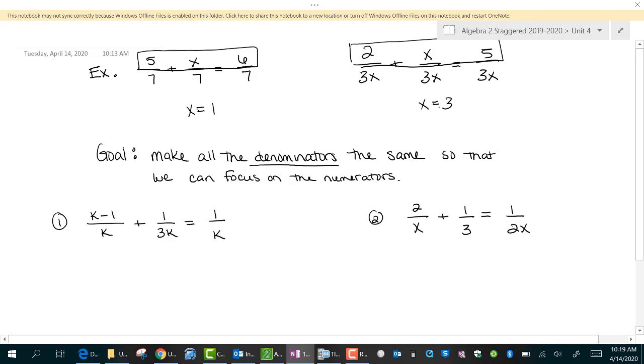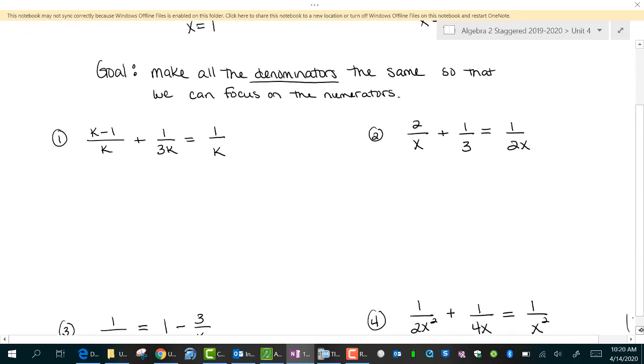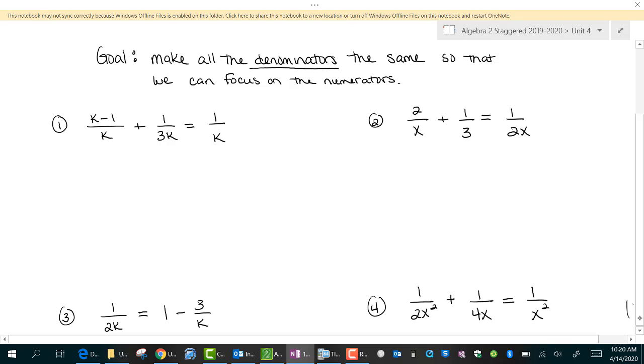So our goal for today is going to be to make all the denominators the same so that we can focus on those numerators. I have a few examples written here that we're going to work through. In order to do so, we're looking for the lowest common denominator, and when trying to find it, we need a little bit of everything. For example, in number 1, in my denominators, I currently have a k. I also have a 3. Well, I want to try and make them all the same.